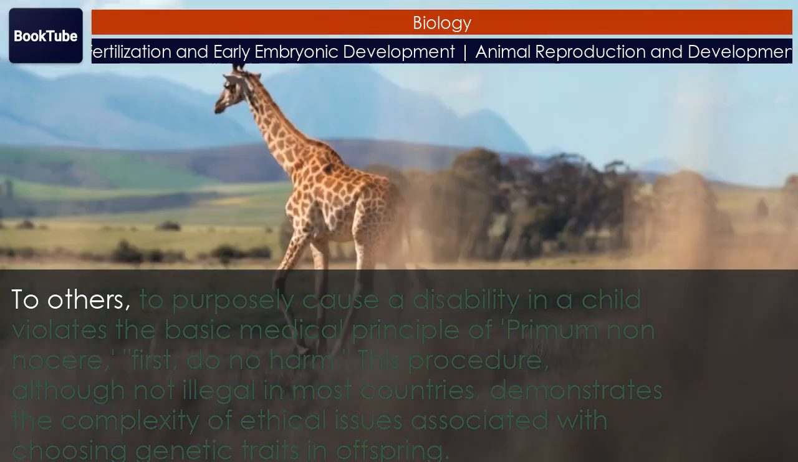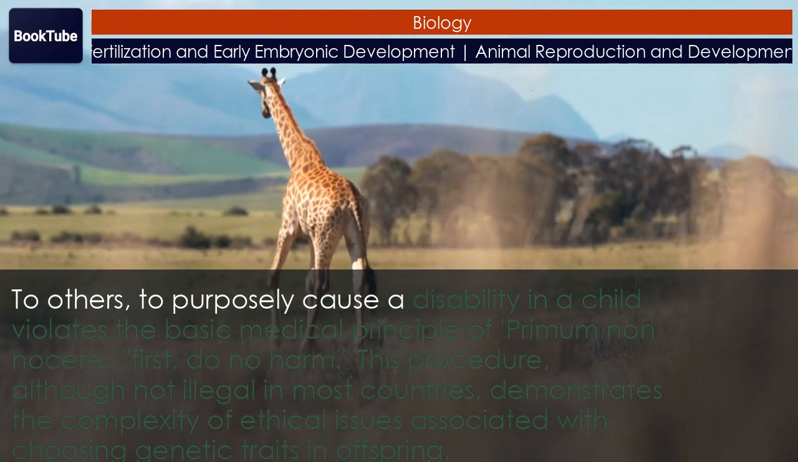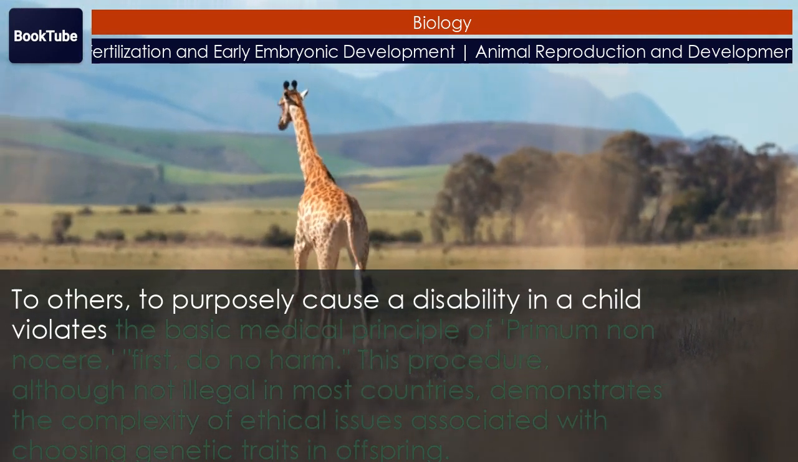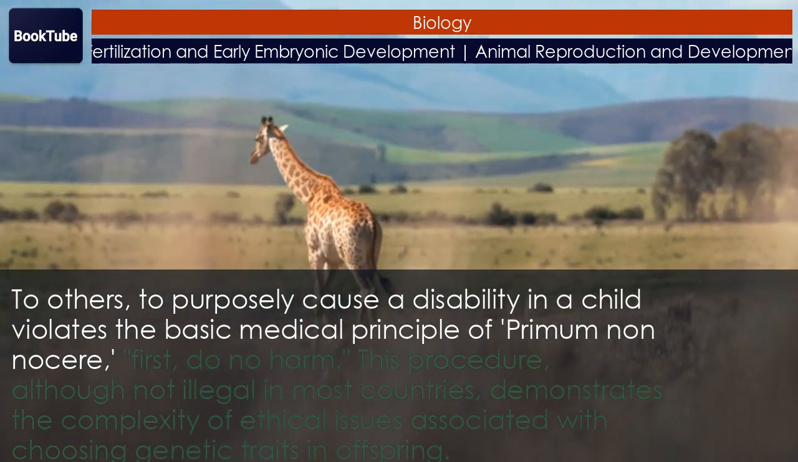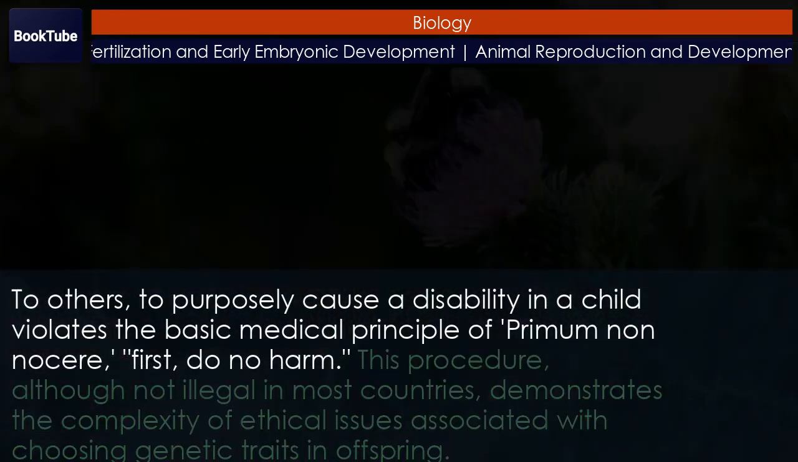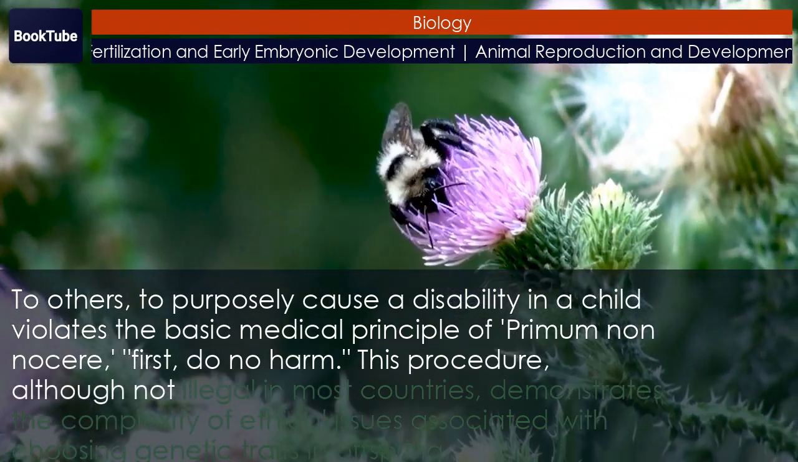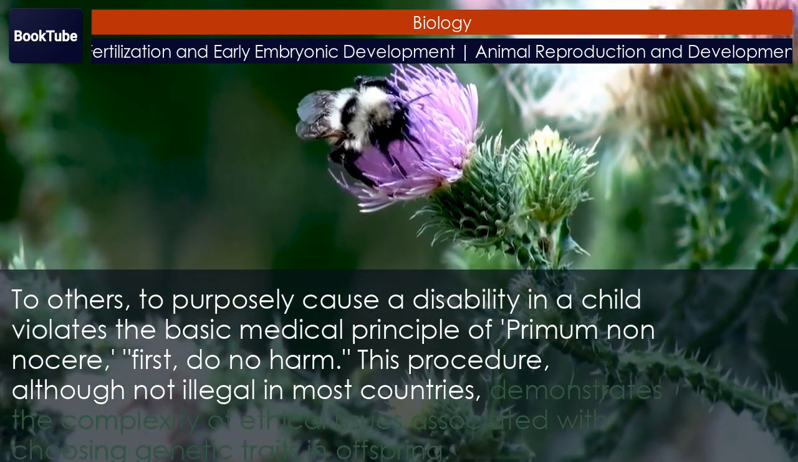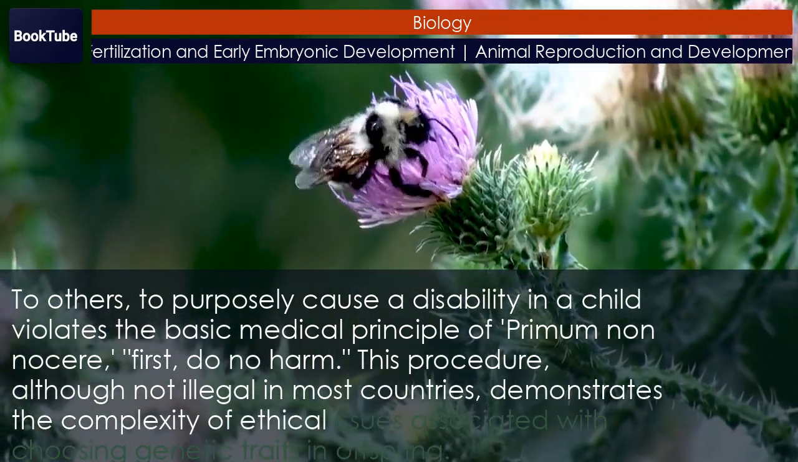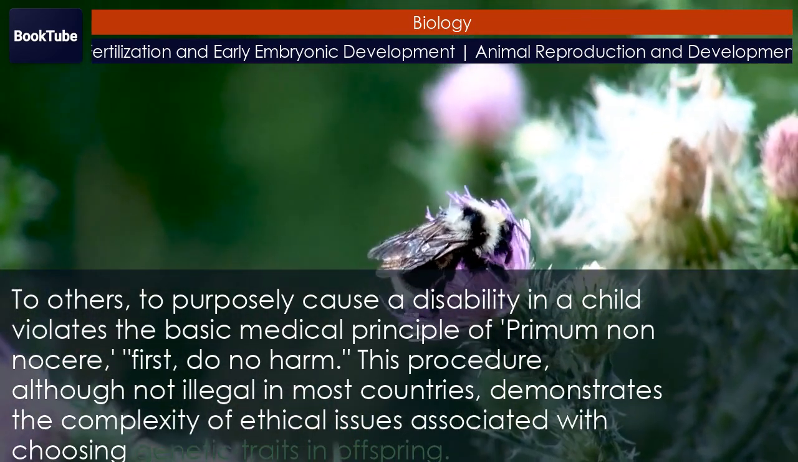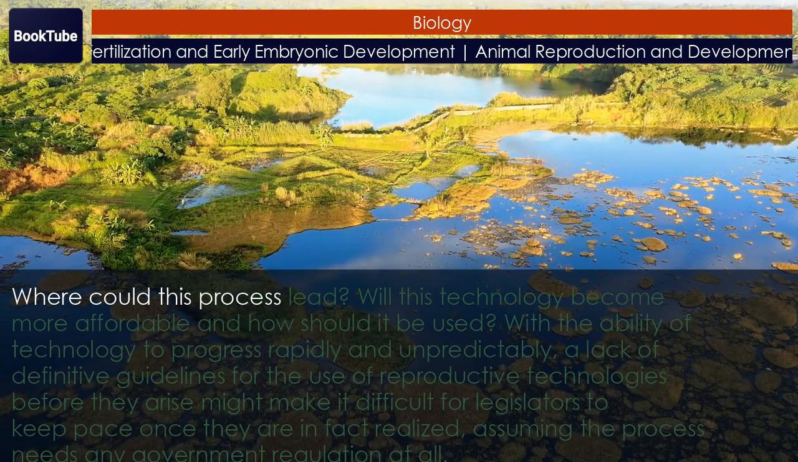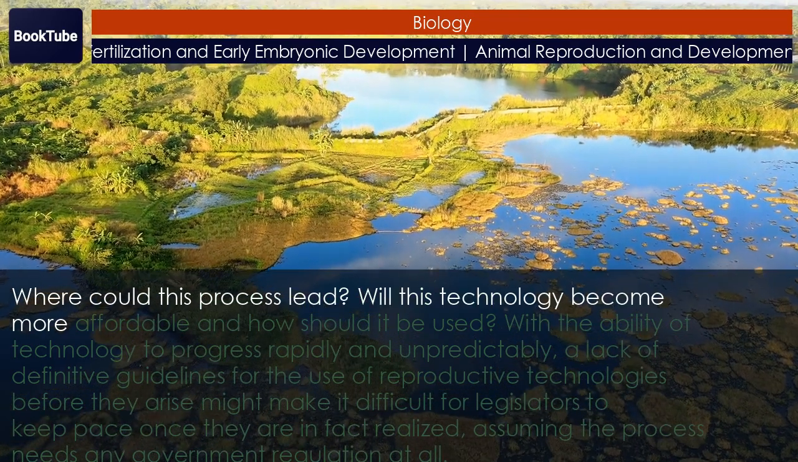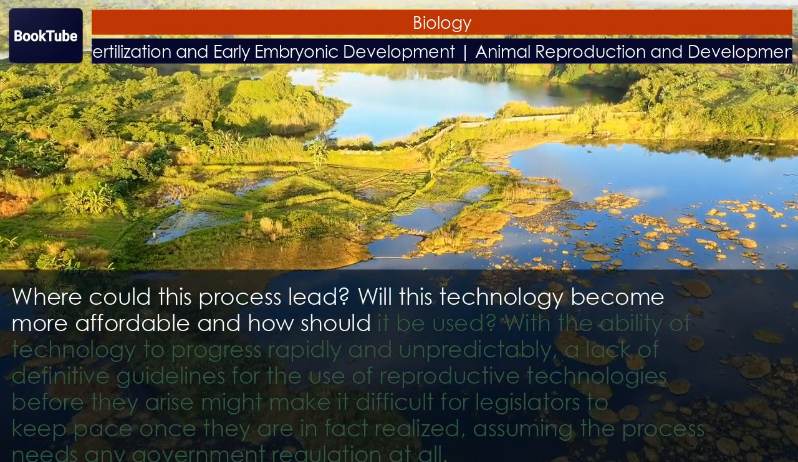To others, to purposely cause a disability in a child violates the basic medical principle of primum non nocere, first, do no harm. This procedure, although not illegal in most countries, demonstrates the complexity of ethical issues associated with choosing genetic traits in offspring. Where could this process lead? Will this technology become more affordable, and how should it be used?